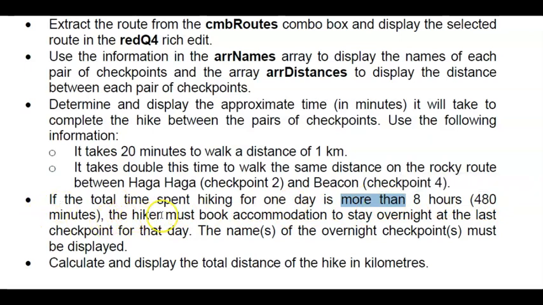They were kind. The hiker must book accommodation to stay overnight at the last checkpoint for the day. The name or names of the overnight checkpoints must be displayed. There could be more than one within one route. Calculate and display the total distance of the hike in kilometers. So that's just the total distance that you had to determine from array distance that you got there.